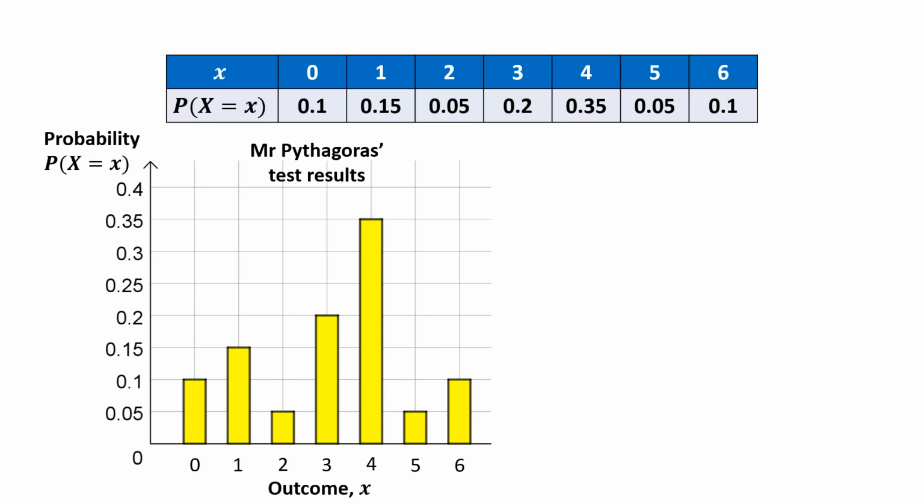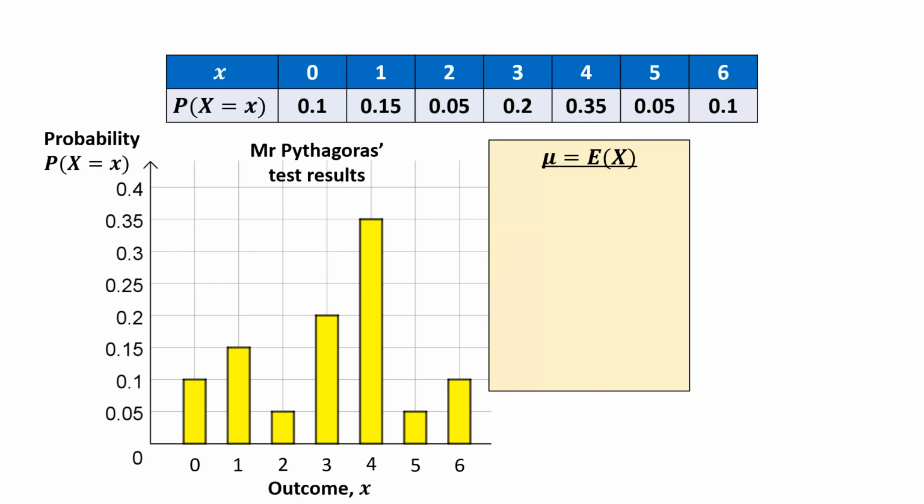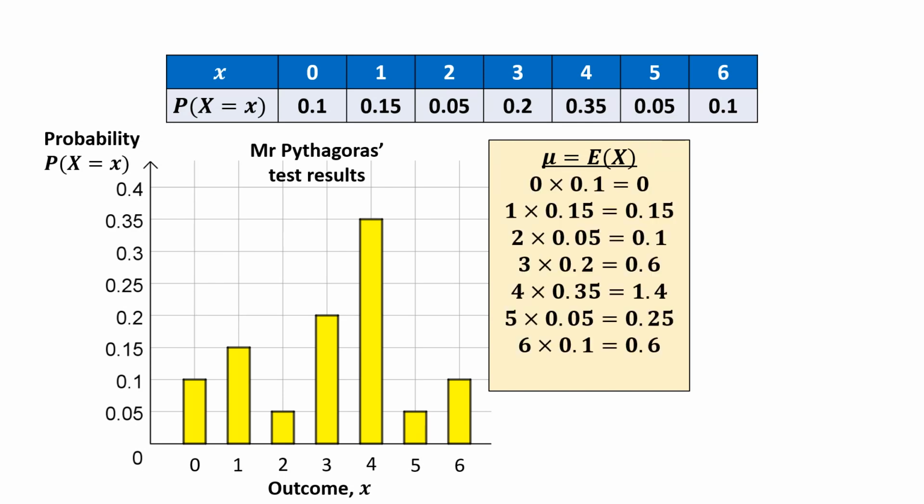And in the last video, we showed you how to calculate the mean from a probability distribution graph or table, or the expected value of x, by multiplying each of the x values by the probability and adding up these results to get the expected average or the mean of 3.1.